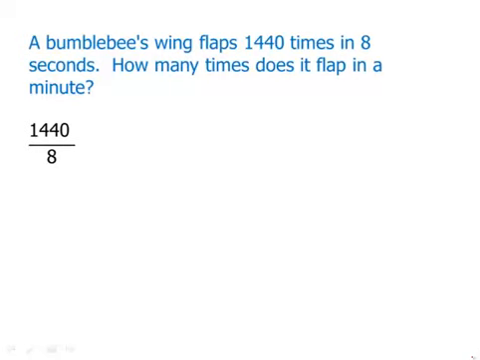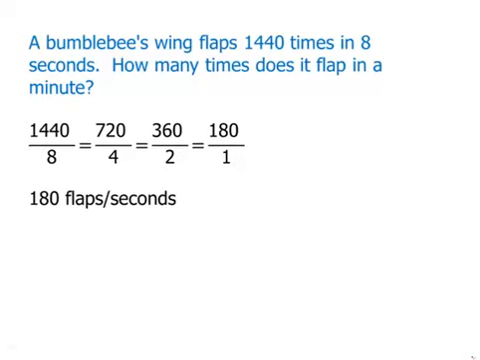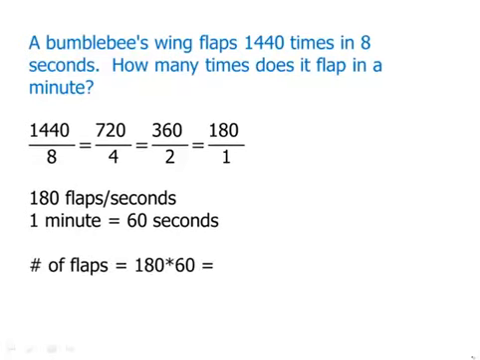I'm going to divide by 2. That gets me down to 720 over 4. Then I'm going to divide by 2 again. That gets me down to 360 over 2. And then I'm going to divide again. That's going to get me down to 180 over 1. So there are 180 flaps in 1 second. Well, we want the flaps in a minute. So clearly, what we're going to have to do is multiply by 60 seconds, because there are 60 seconds in a minute. So the total number of flaps is going to be 180 times 60.